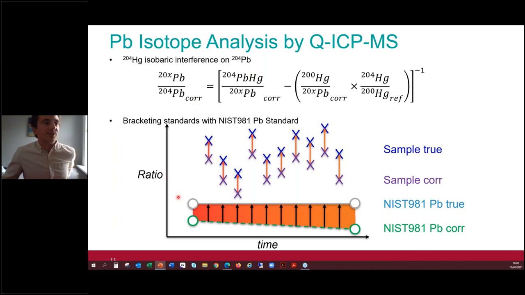Then to get from your mass bias corrected ratio to a true ratio, so in order to be able to compare ratios between measurement sessions, but also between labs, so we can compare our results at PHE with the labs at BGS, you basically bracket your samples with a NIST 981 lead standard, and then use just a linear regression to find the deviation of the mass bias corrected ratio from the true ratio, and then you can apply that correction to your samples to go from the mass bias corrected ratio to your true ratio.